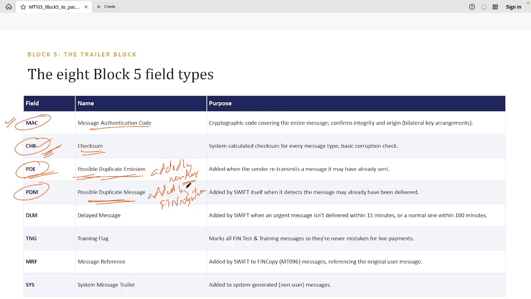Just imagine that the FIN service attempted to deliver a message to Bank B. Because of a technical interruption or some technical issue, it is uncertain whether Bank B successfully received and recorded the first delivery. So when FIN delivers or redelivers the message, it may include a PDM indication. The receiving bank must then treat it carefully and determine whether the payment has already entered its processing system.